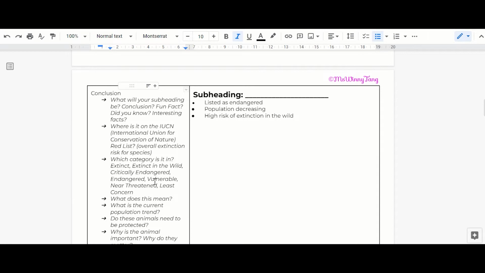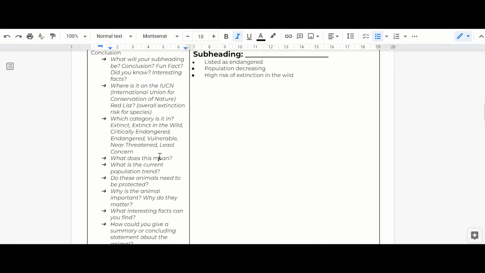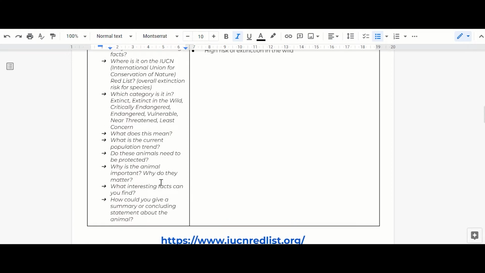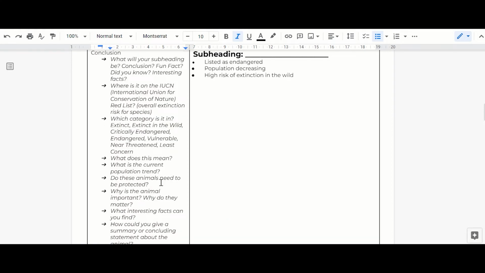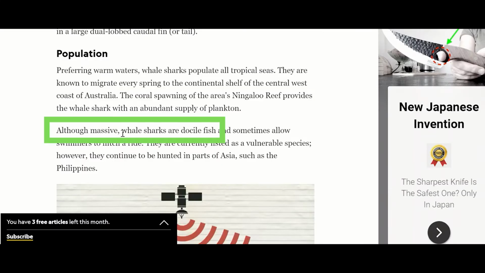Great. Okay, so we've put in what the category is, we've put in what it means, we've included the current population trends, and then do these animals need to be protected? Why is the animal important? Why do they matter? Although massive, whale sharks are docile fish and sometimes allow swimmers to hitch a ride.